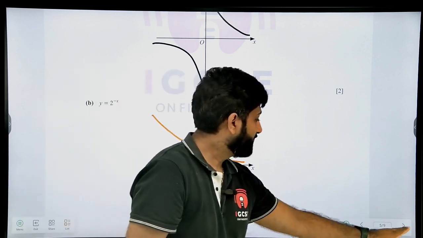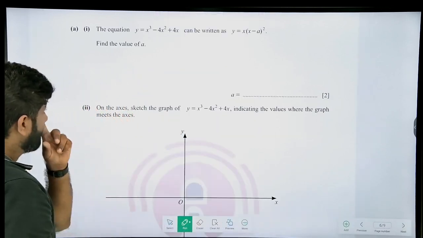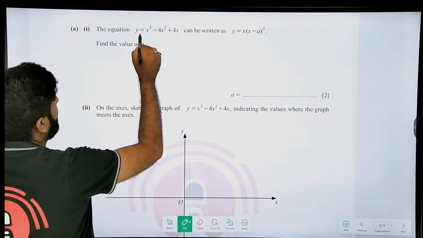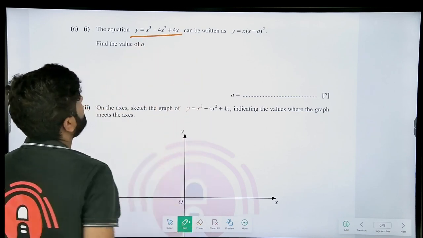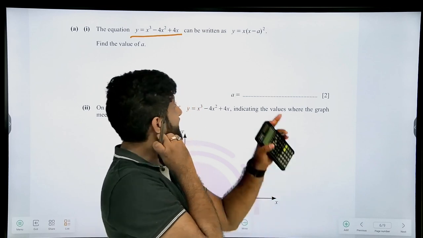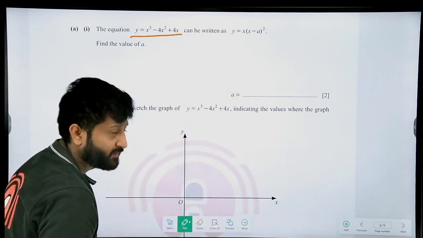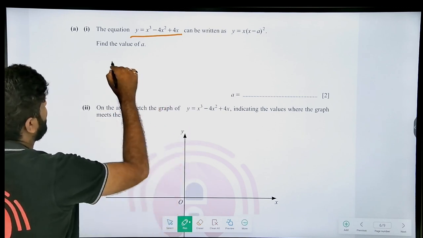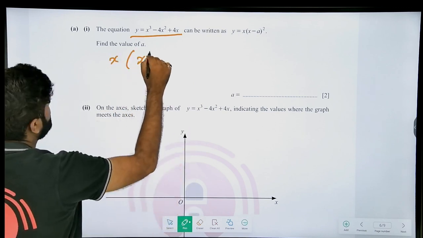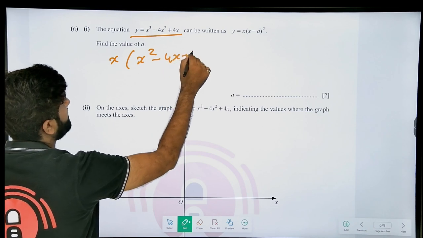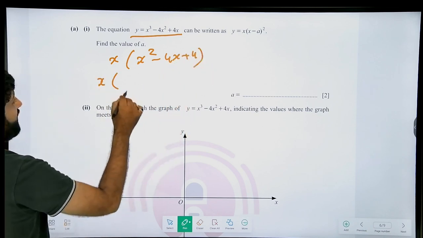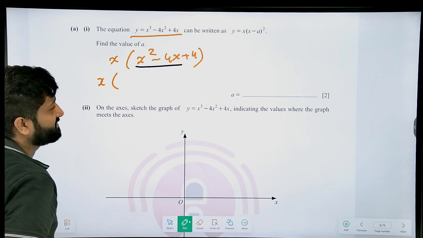Next question. Again, I have to show that the equation of y equals x cube minus 4x square plus 4x can be written as y equals x into (x minus 2) whole square. Now what shall I do? Shall I take x common? Yes. So I have x square minus 4x plus 4. Now I think I can factorize this, right?